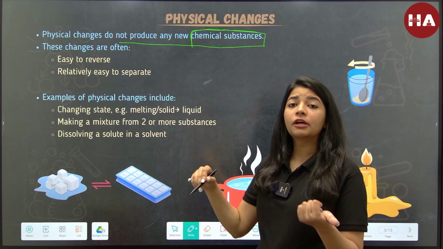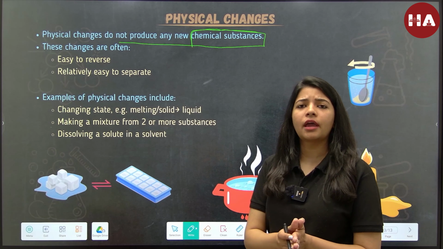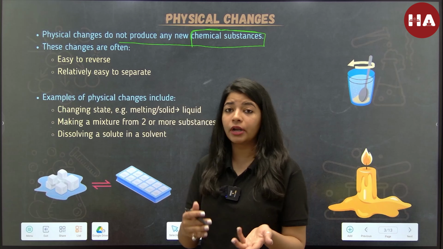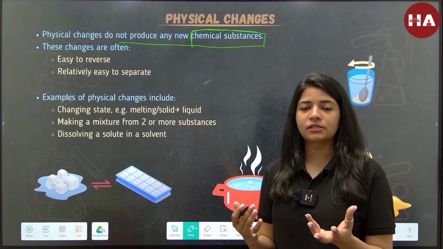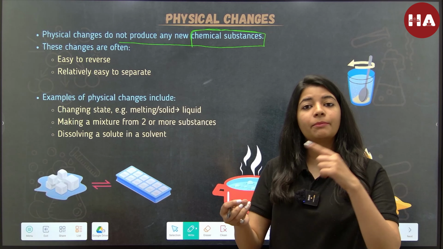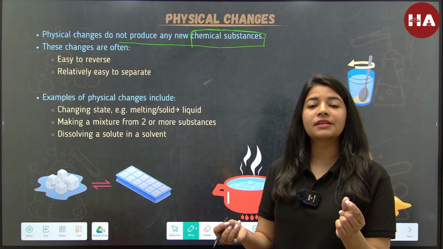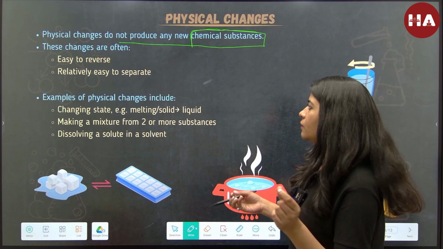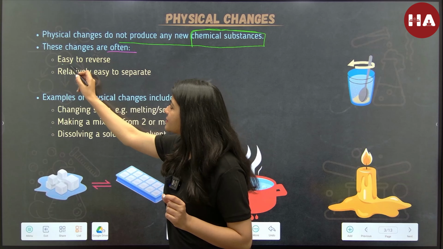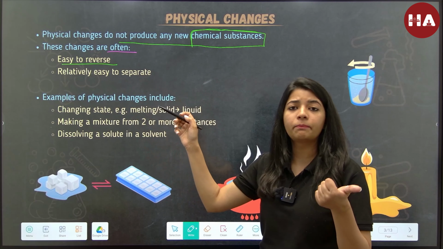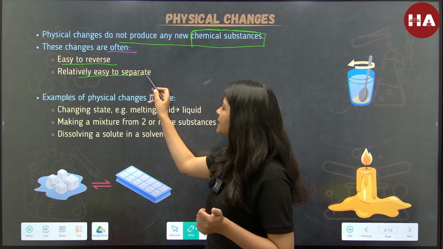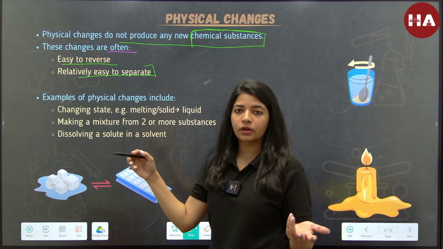And what about chemical changes? Chemical change is the type of change in which a new chemical substance is formed. For example, burning of wood will get you ashes, okay, and this is irreversible. Ashes cannot be converted back to the wood, right? So this is a type of chemical change, right? Next is physical changes are often easy to reverse, as we talked about the paper and the salt and water. Next is relatively easy to separate. They can be easily separated.